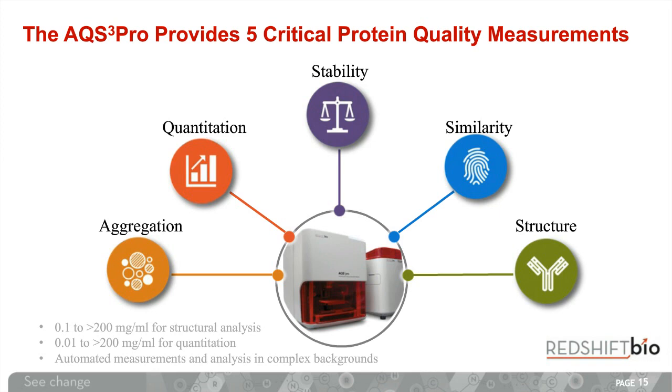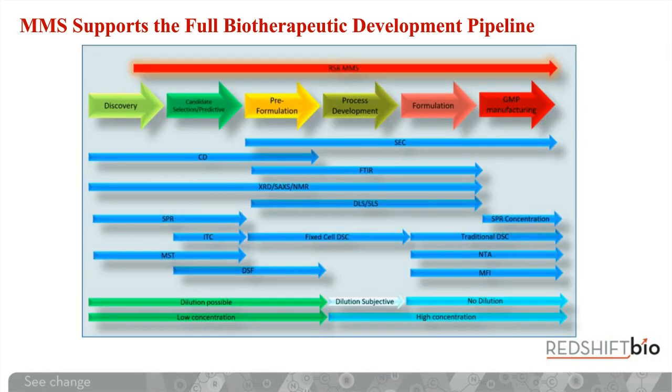The analysis itself is performed automatically, as are the measurements from 24 and 96 well plates. And we can equally easily measure your samples in very simple backgrounds and in very complex backgrounds as well. And so with the AQS3 Pro, not only do we have one system that makes 5 measurements that are critical to the protein workflow in an automated fashion from well plates, but we also have a system that makes these measurements across an incredibly wide dynamic concentration range and also an incredibly wide range of different backgrounds as well.